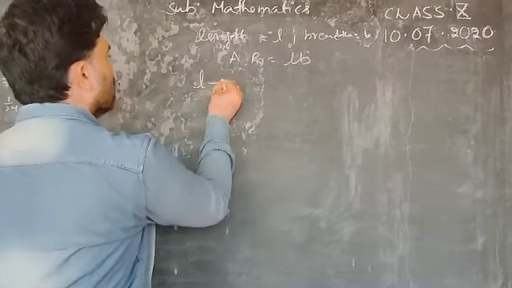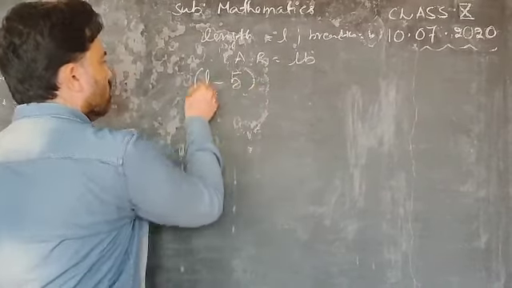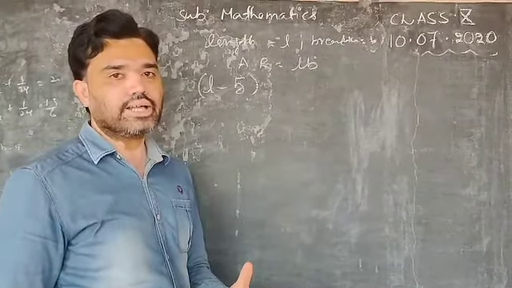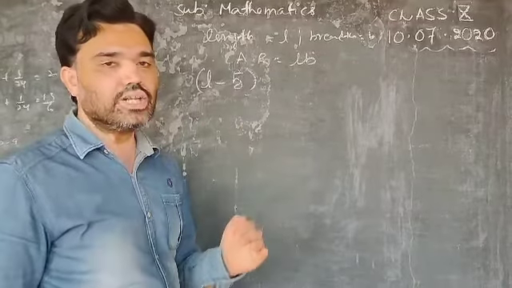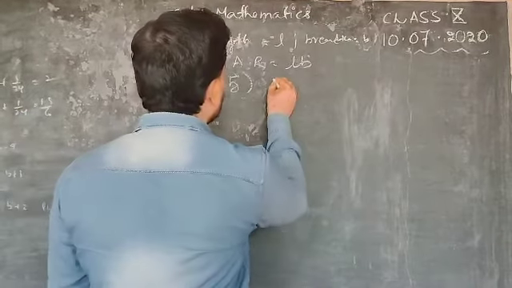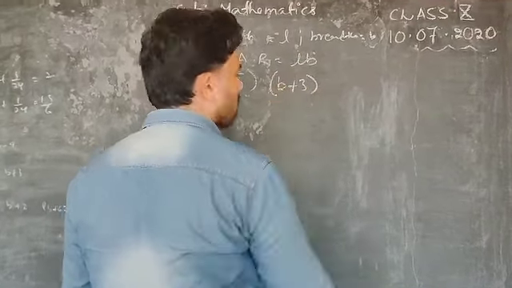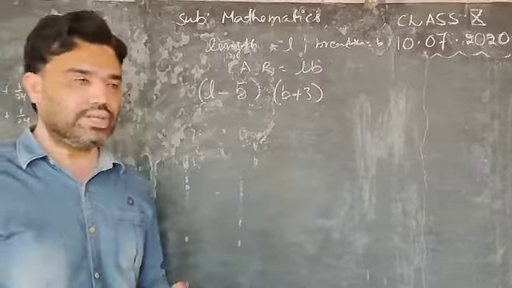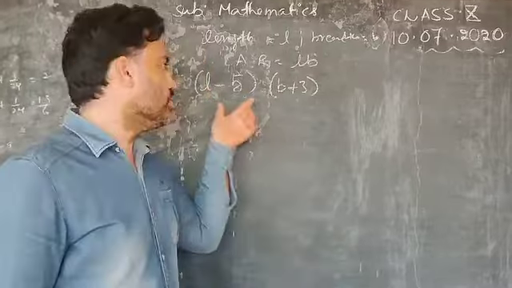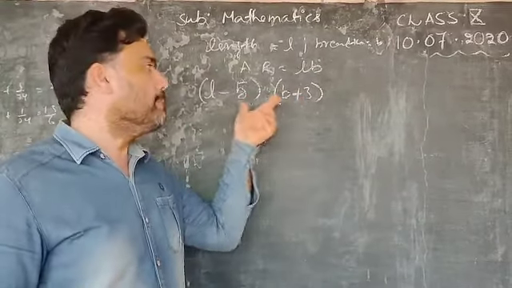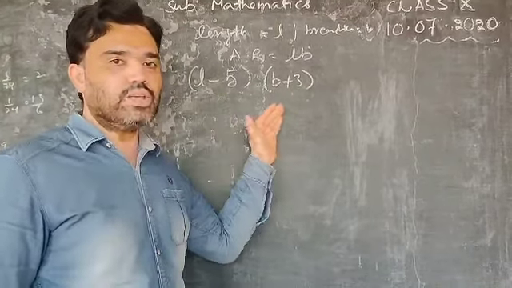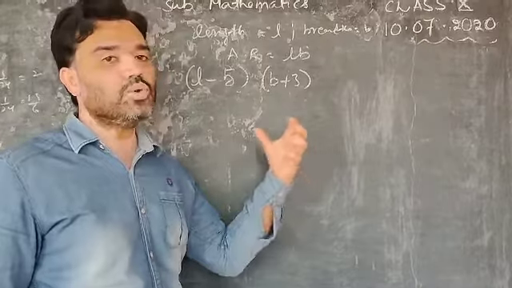Now suppose the length of the rectangle is reduced by 5 units. That is L minus 5. What is the original length? L. We don't know how much the length of the rectangle originally is. Say that is L, and that is reduced by 5 units, and the breadth is increased by 3 units. So this is the new length and new breadth. If you multiply that, you will get the area of the new rectangle.